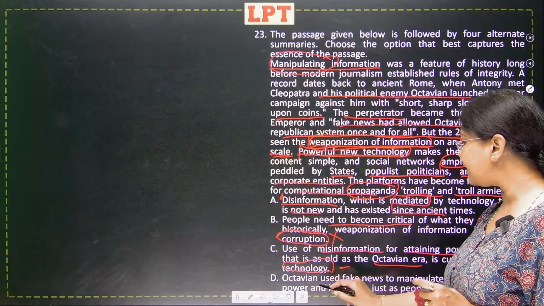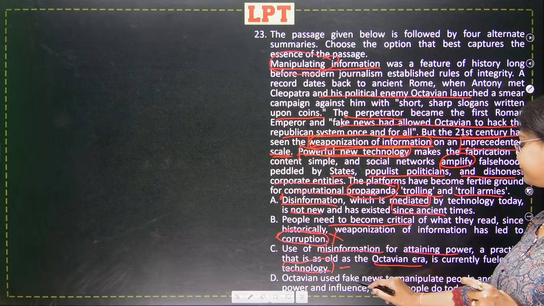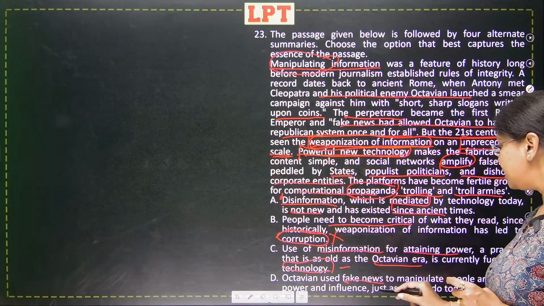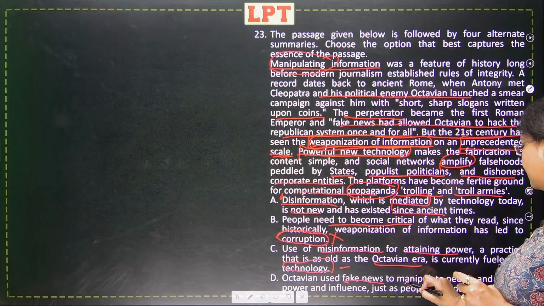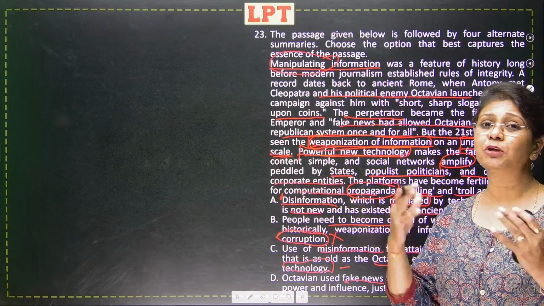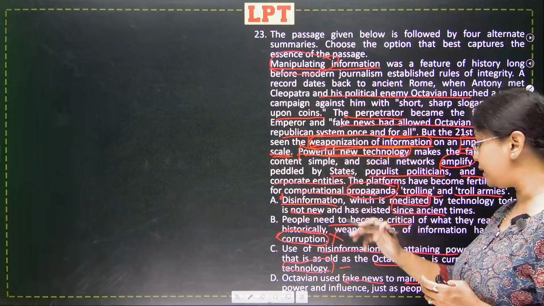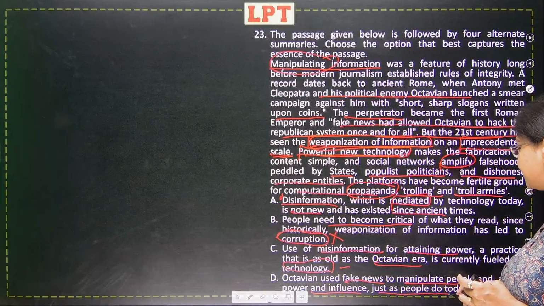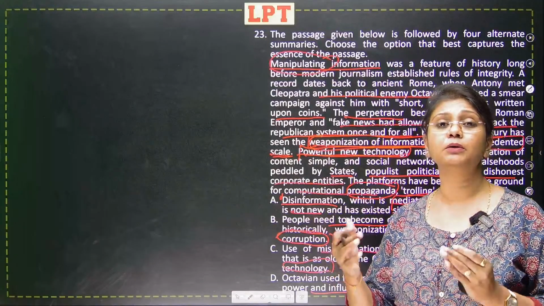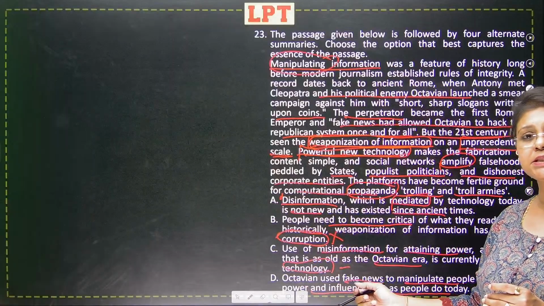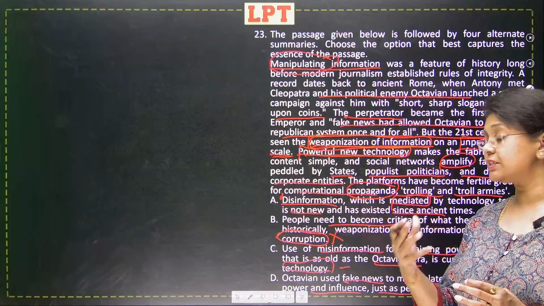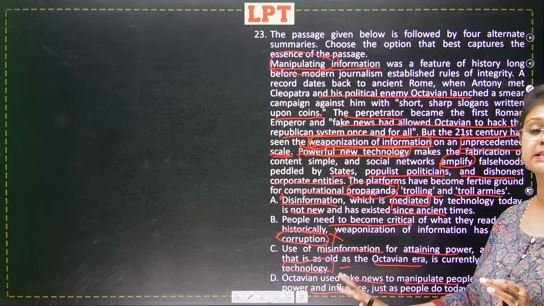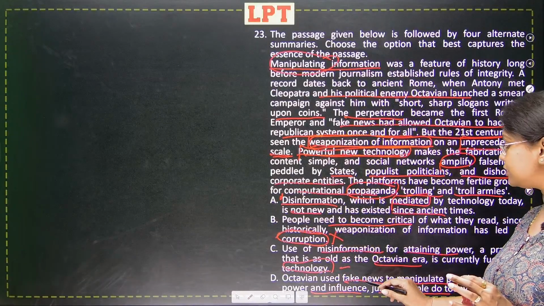Let's also evaluate the D option and see to it. It says Octavian used fake news to, fake news is too much of an understatement here, to manipulate people. We did not talk about manipulate people, but we just give an example here, and it says and attain power and influence just as people do today. So we have not talked about the people doing it today, and this is very flimsy on the grounds that it does not essentially capture the main point, which is technology. So technology is outrightly missing from this option, so this is cancelled out.